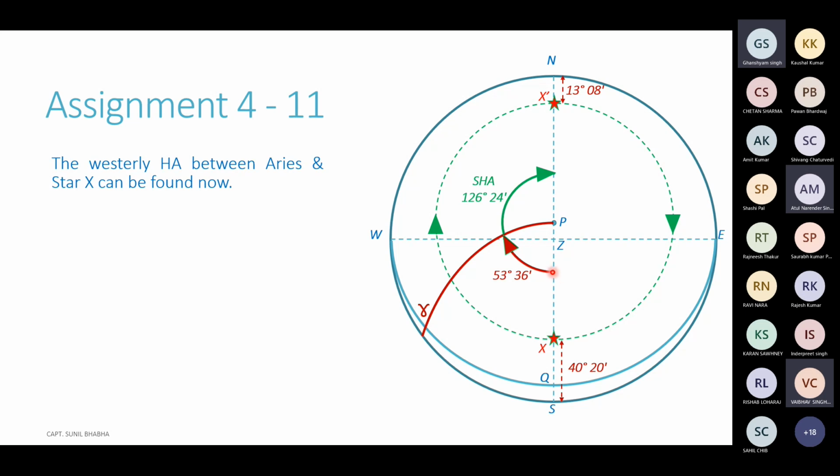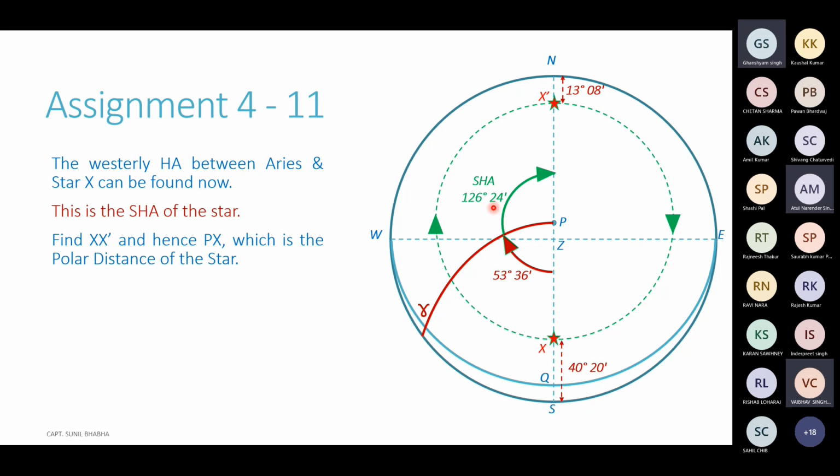You can see from this point, you can follow the laser pointer, from this point up to this point is 180 degrees. This is the angle between the observer's meridian and his inferior meridian. So this total angle is 180 degrees. The maroon color angle is 53 degrees 36 minutes. So the green angle has to be 180 minus 53°36'. That gives us the value of 126 degrees 24 minutes. So we get the SHA of this particular star. The SHA of the star is known.